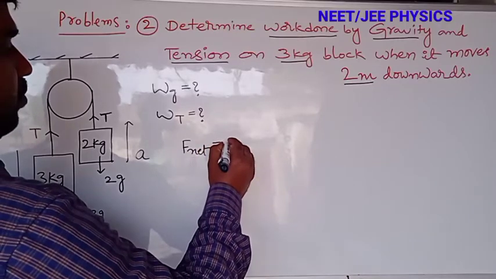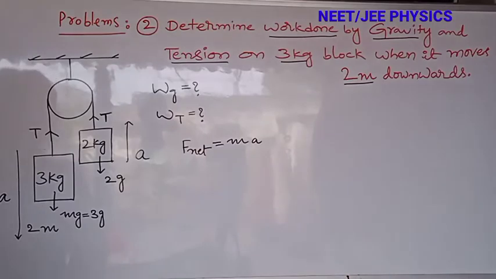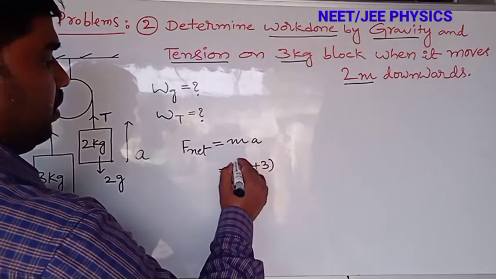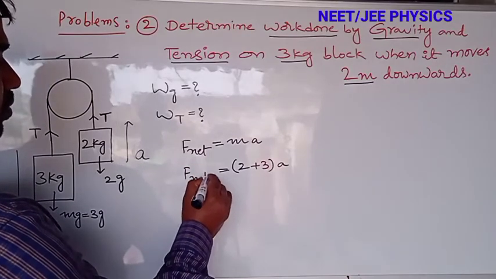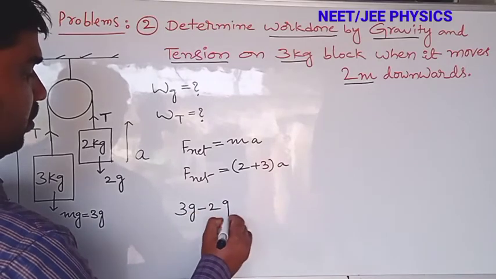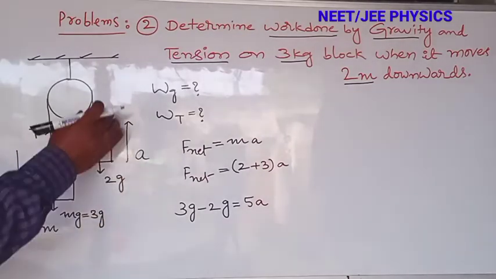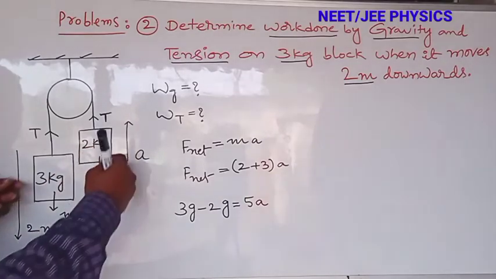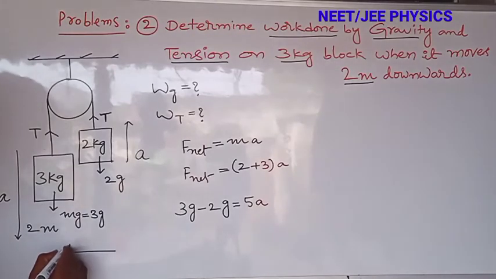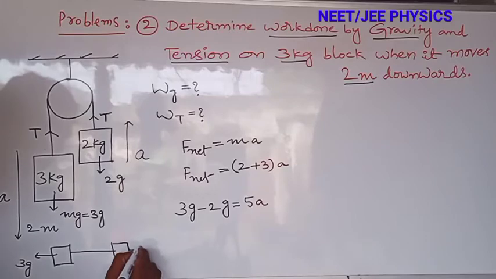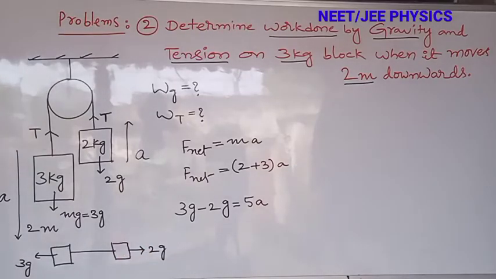Now observe, the net force on the system equals ma. What is the net force here? M is the total mass, 3 plus 2 kg, into acceleration. And F net, how can we write? 3g minus 2g, which is equal to 5a. Why are we writing 3g minus 2g here? F net force means 3g is downward, 2g is upward. So net force means downward minus upward. If you stretch the string as shown in the figure, see this is 3 kg. On 3 kg, 3g is acting. This is the 2 kg block, on this 2g is acting. So the forces are in opposite directions. F net means greater force minus lesser force, that is 3g minus 2g. This gives the F net.